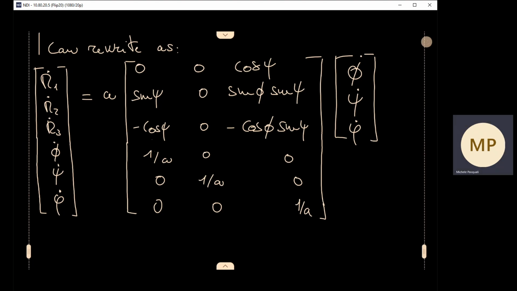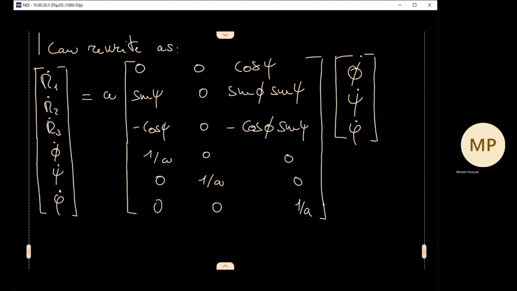I just wrote an identity. I added an identity to my system of equations. That's what I did. I wrote that this is equal to this multiplied by this. Please take into account that there is a factor A multiplying here. So what I'm writing here with the last three is just an identity. I didn't add anything, in fact. Because I multiplied this by this vector here, I got an identity. So I added no information. All right.